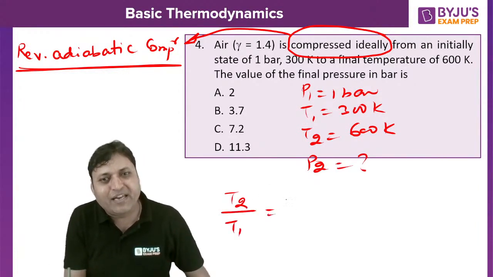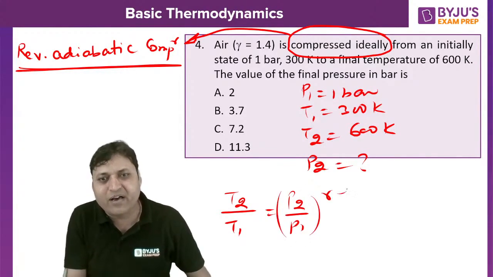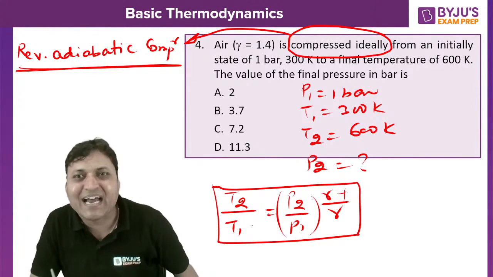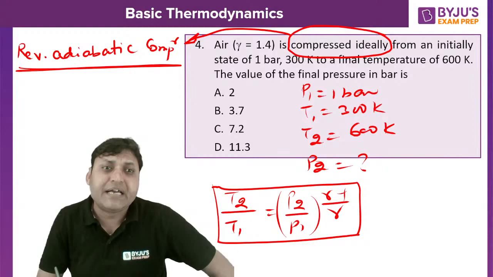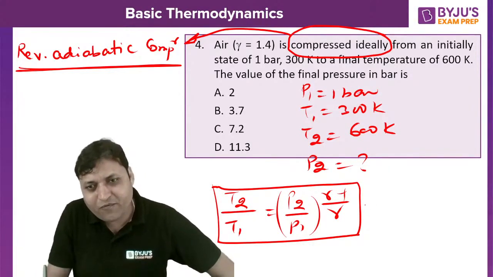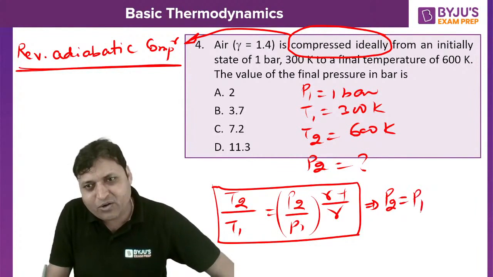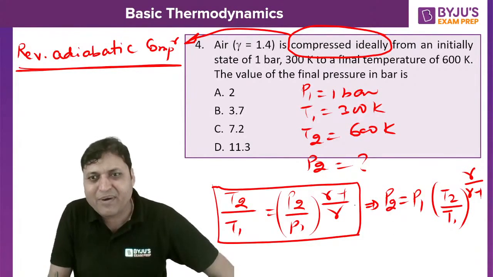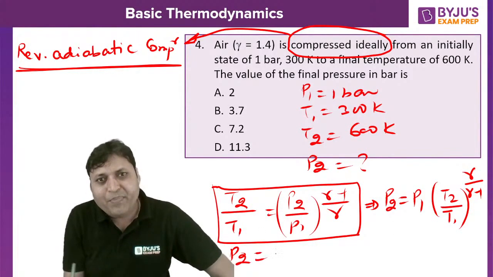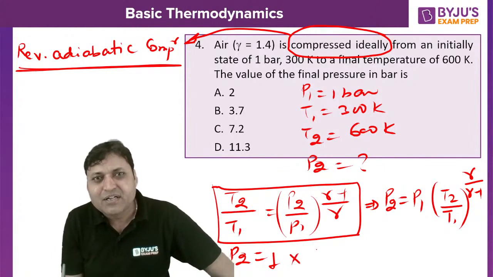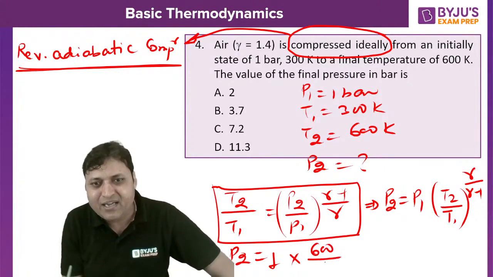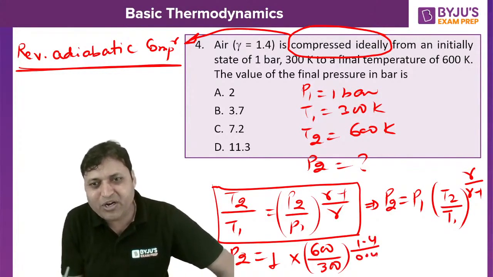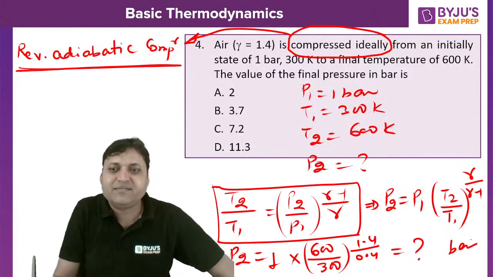You can say T2 by T1 is equal to P2 by P1 to the power (gamma minus 1) by gamma. That is for an ideal gas undergoing reversible adiabatic compression. From here we can say P2 is equal to P1 into (T2 by T1) to the power gamma upon (gamma minus 1). Put the value, you will get the answer. P1 is equal to 1 bar, T2 by T1 is 600 divided by 300, and gamma is equal to 1.4, divided by 0.4, will give you the answer in bar.